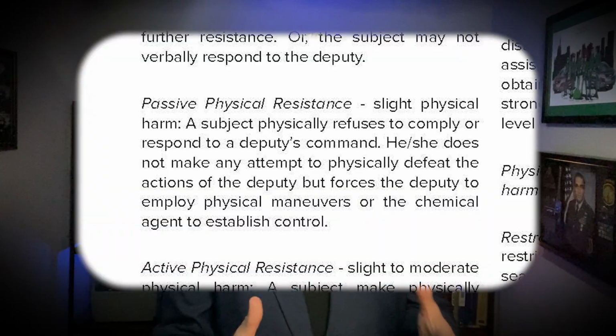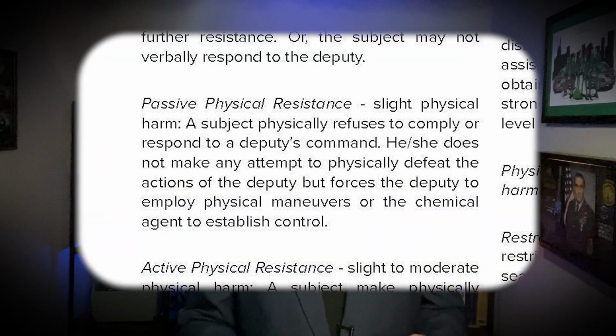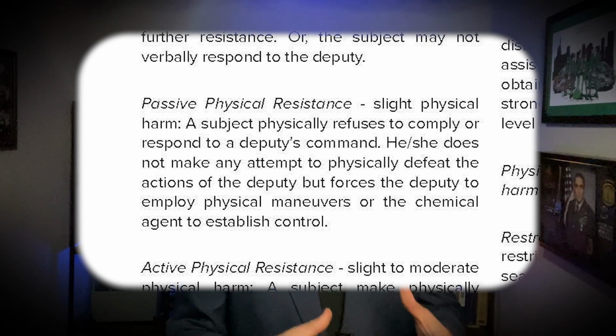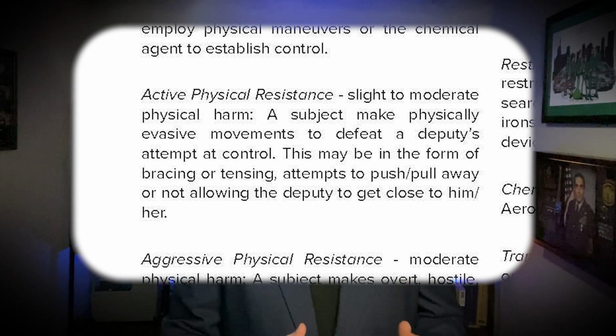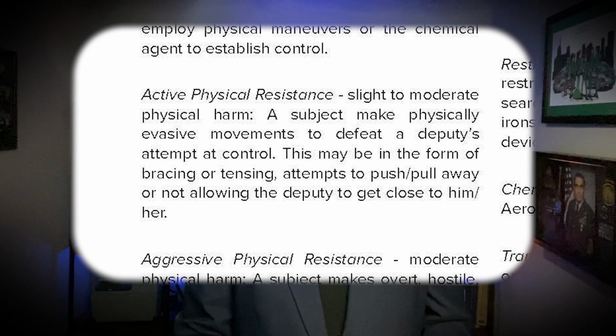Level 3, passive physical resistance. The risk here is slight physical harm. A subject physically refuses to comply or respond to a deputy's command. He or she does not make any attempt to physically defeat the actions of the deputy, but he forces the deputy to employ physical maneuvers or OC pepper spray to establish control. Level 4, active resistance: a subject makes physically evasive movements to defeat a deputy's attempt at control. This may be in the form of bracing or tensing, attempts to push or pull away or not allow the deputy to get close to him or her or close the distance.